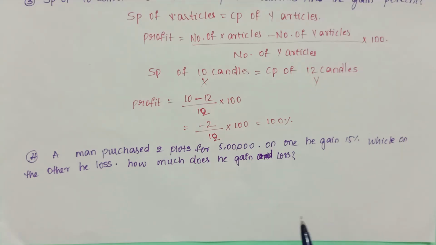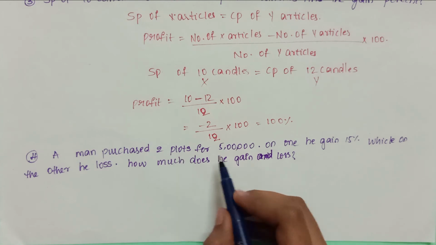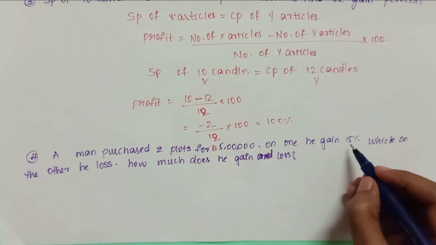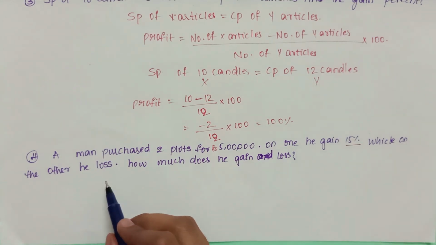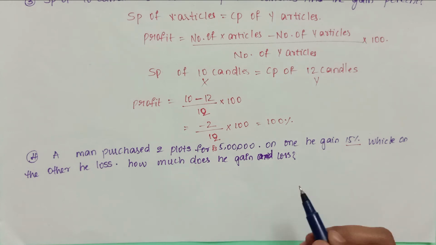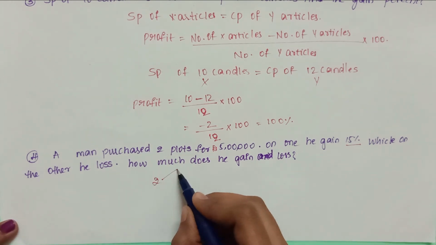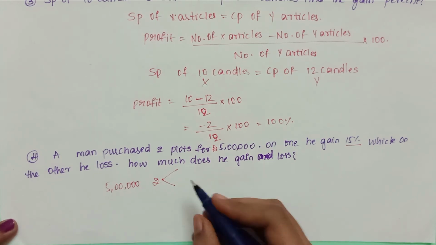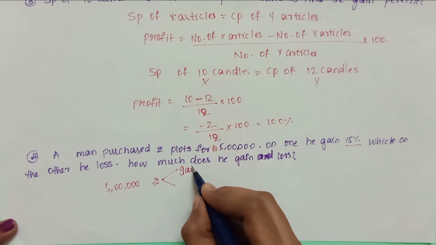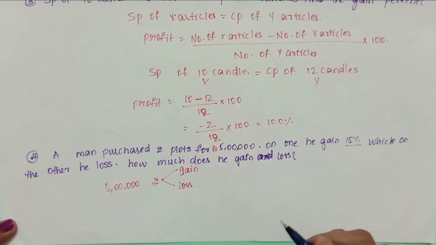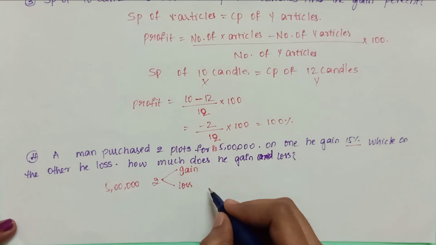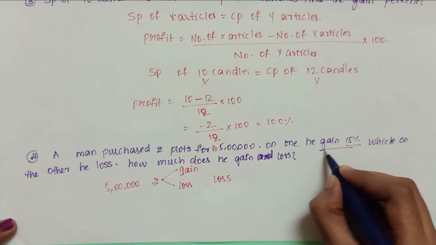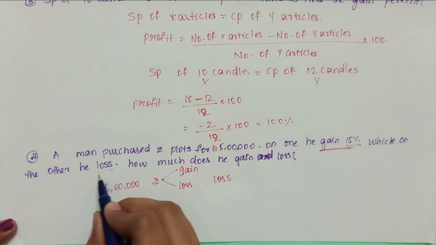Now fourth example: a man purchases 2 flats for rupees 5 lakhs. On one he got a gain of 15% and on the other a loss. How much does he gain and lose? 2 flats for 5 lakhs. One is a gain and another one is a loss. So whenever you find this, we should find the loss; they directly gave the gain value but they don't give the loss.